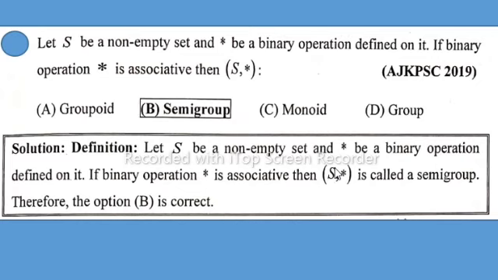Solution: that is the definition. Let S be a non-empty set and star be a binary operation defined on it. If binary operation star is associative, then (S, star) is called a semigroup. So option B is correct, which is the required solution.